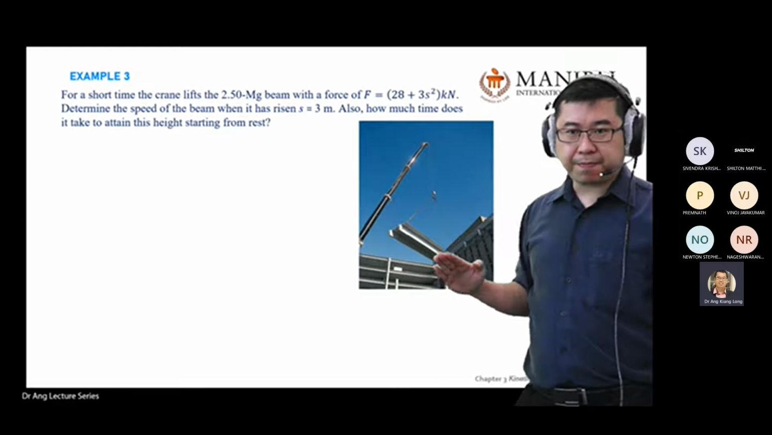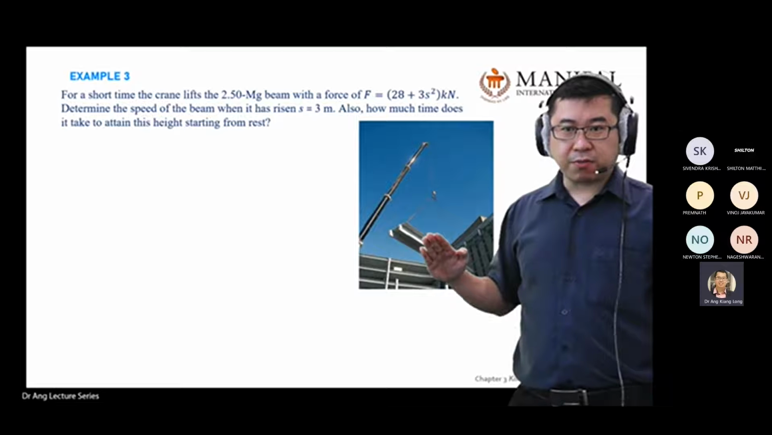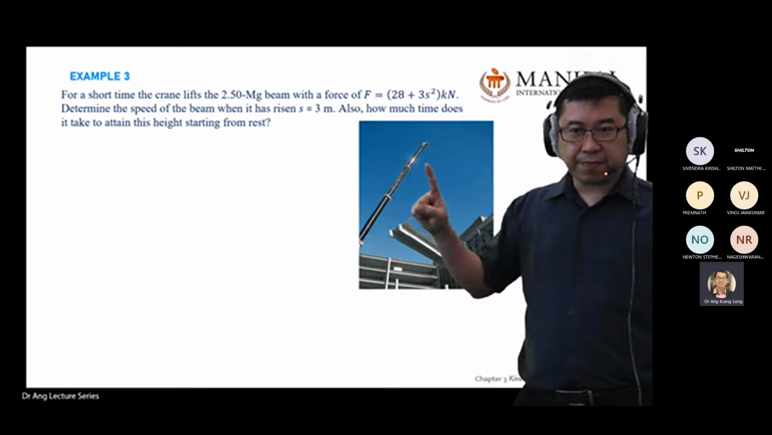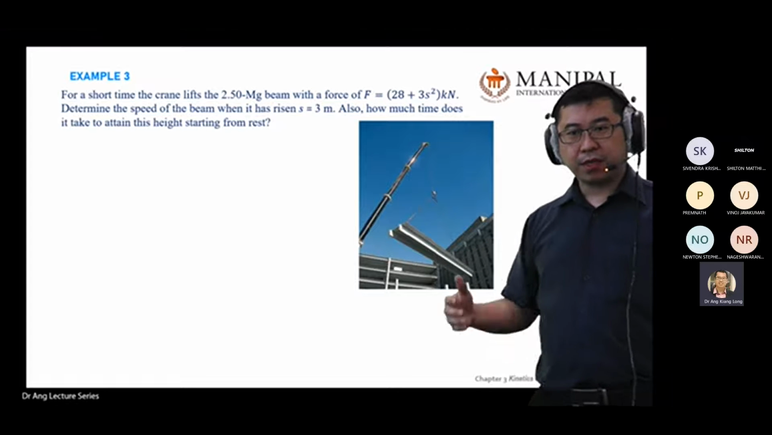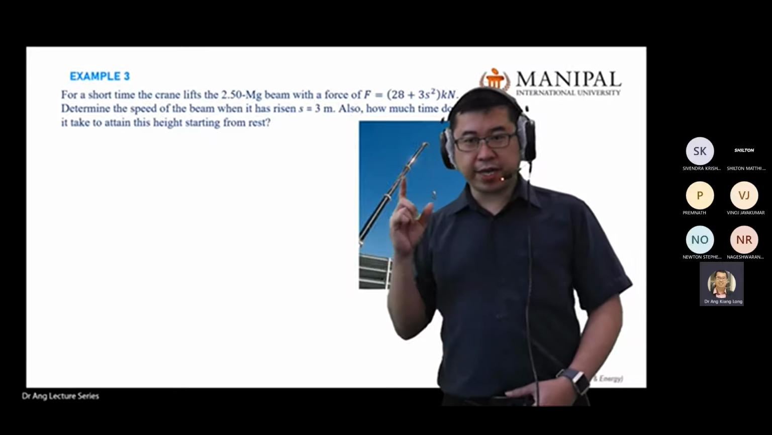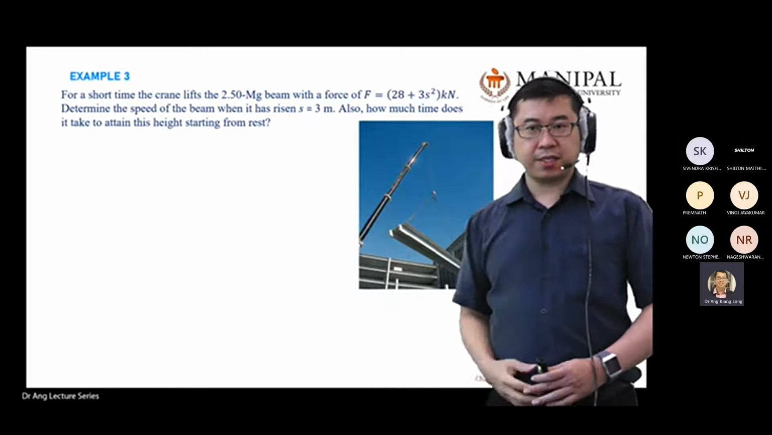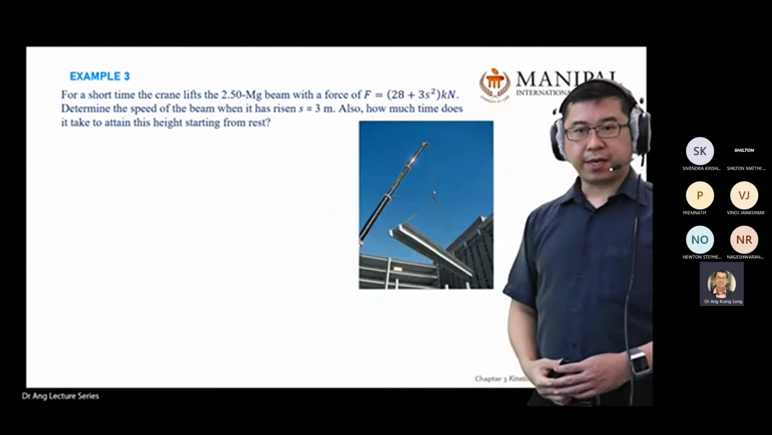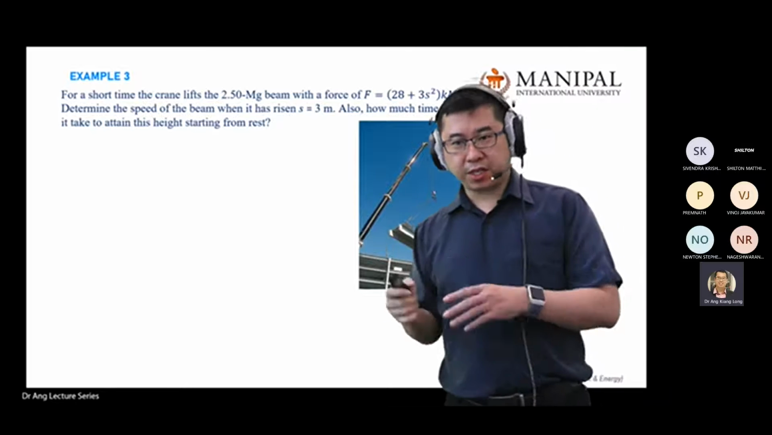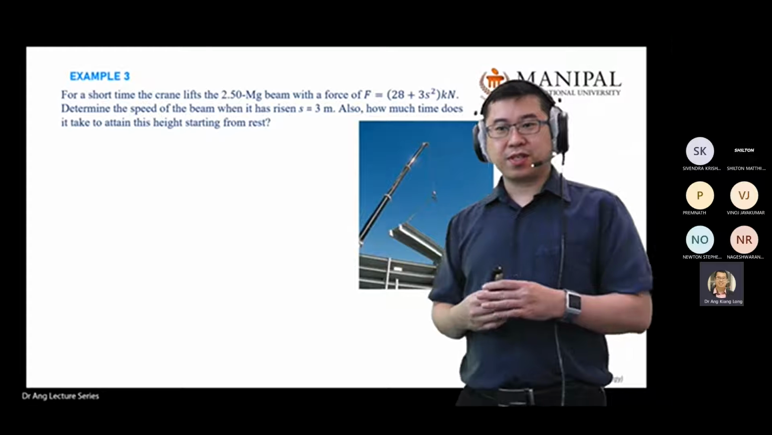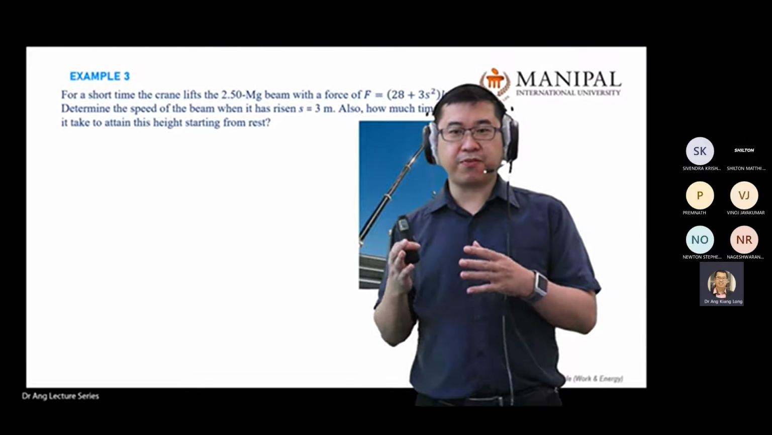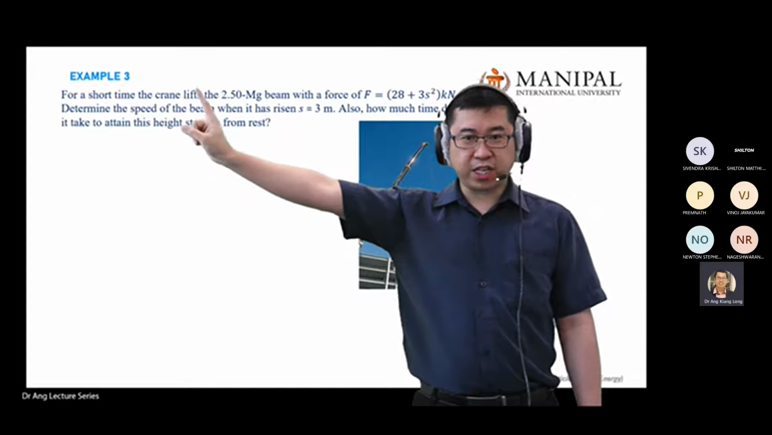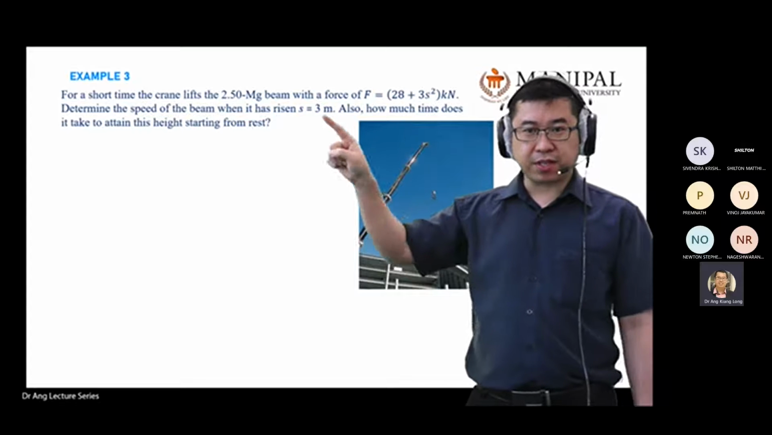Meaning you are moving this beam from rest, from 0 to positive y, moving up 3 meters. You have the displacement s, or position s, of 3 meters. You have the force, you have the mass. For this kind of question, you need to use the principle of work and energy, because the question asks you to find speed, and you have the force and the distance.